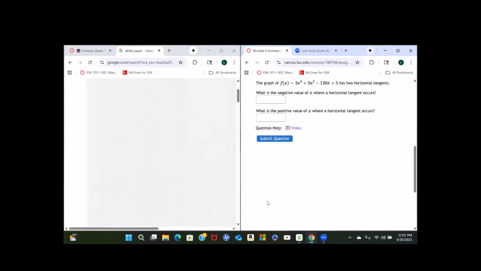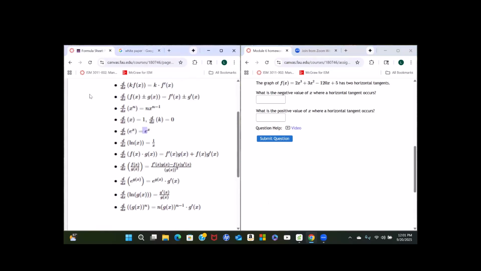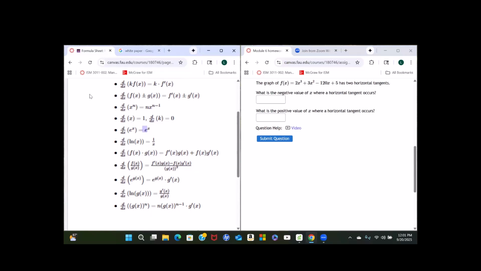Can we have the formulas back on there? Yeah, sure. Just from a sheet. Absolutely. Always have the formulas. Don't worry. There will be a moment when you've done this so many times, you won't need that formula sheet for most of it.